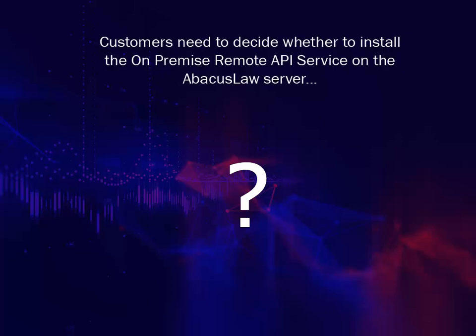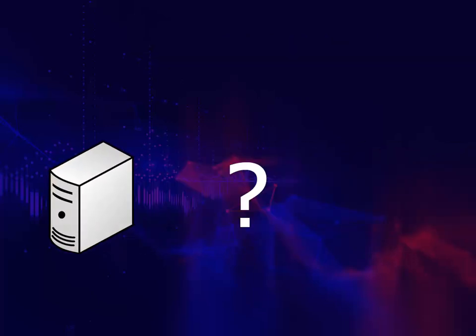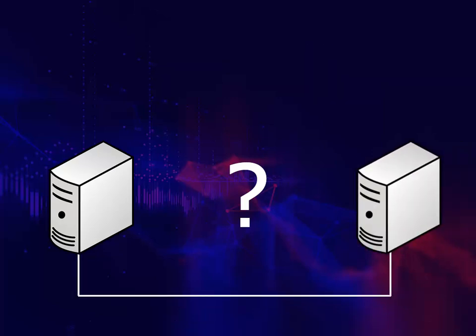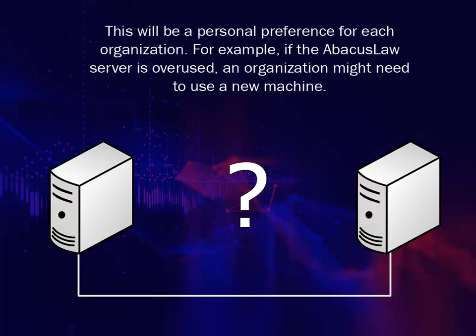Customers need to decide whether to install the on-premise remote API service on the AbacusLaw server or on a machine connected to the AbacusLaw server. This will be a personal preference for each organization. For example, if the AbacusLaw server is overused, an organization might need to use a new machine.